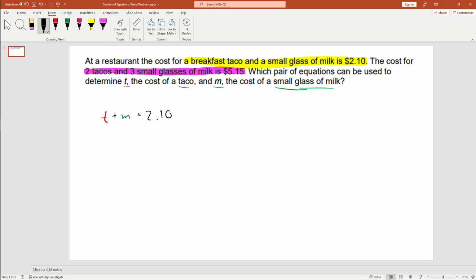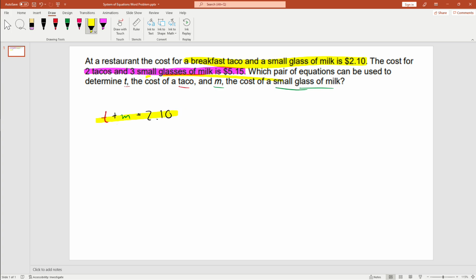If we wanted to, we could write 1s in front of T and M to represent 1 taco and 1 glass of milk. But remember, 1 times T is just T, or 1 times M is just M, so that doesn't even matter. So that's one equation. I can highlight this in yellow to show that's where that came from.